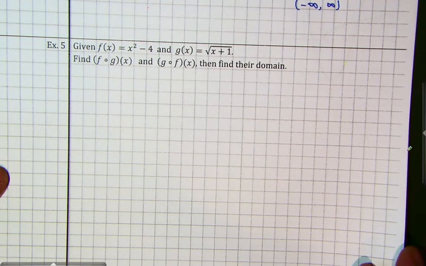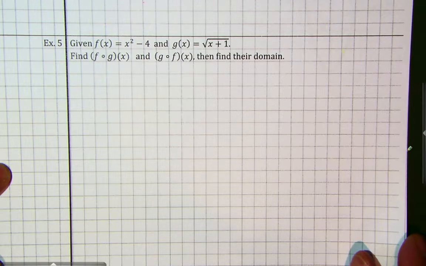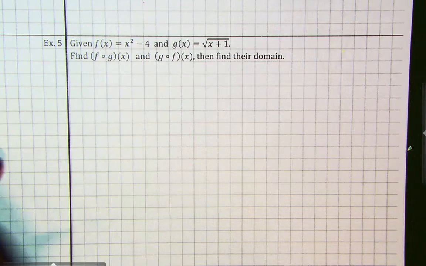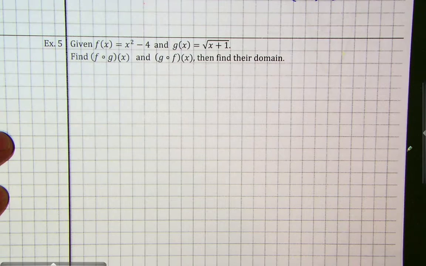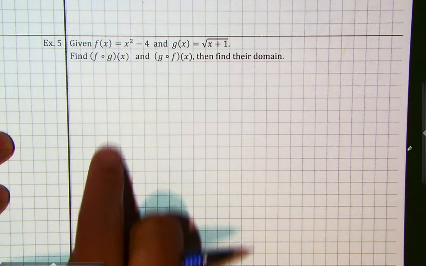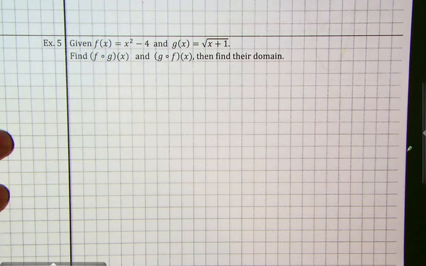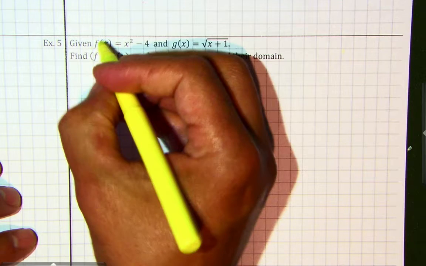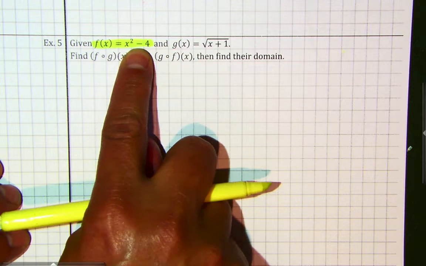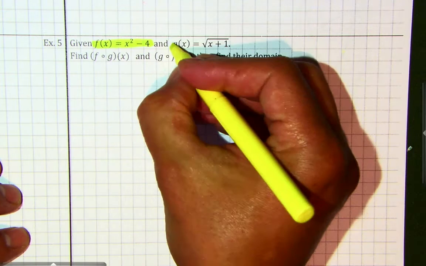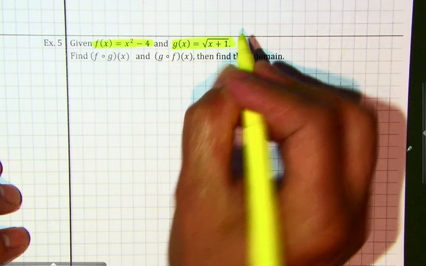Example number 5. Go and take the time to copy it down, and we'll start once you're ready. Go and pause it. So in this case, I need to be able to find the composition. They give me f of x to be x squared minus 4. And you should know the shape of this. This is a parabola. And g of x is equal to the square root of x plus 1.